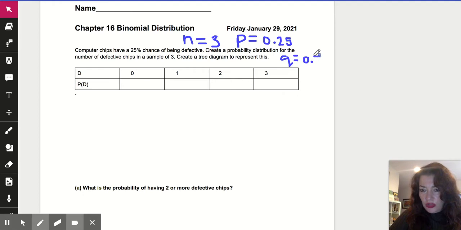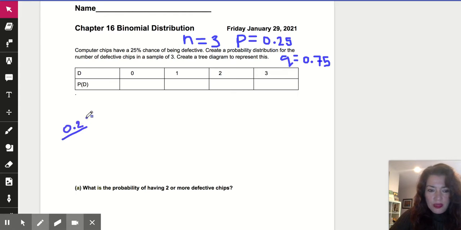So the first thing I'm going to do is create a tree diagram representing this situation. I'm going to start somewhere here in the middle and say that 0.25 would be, if I selected a chip, that it's defective, and here 0.75 it is not defective. So the first one I pick could either be defective or not defective. So let's call D for defective, and this will be D prime or D complement for not defective.